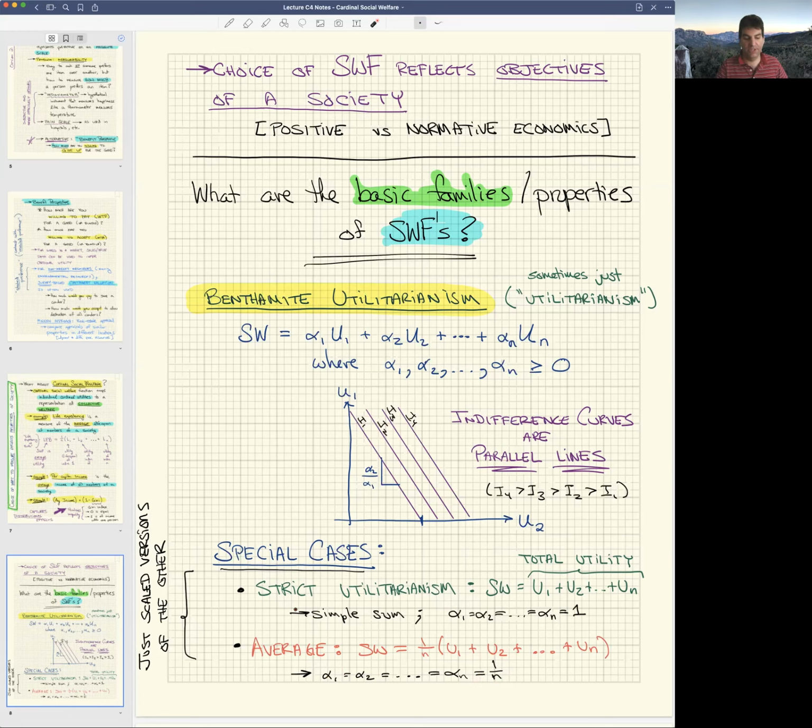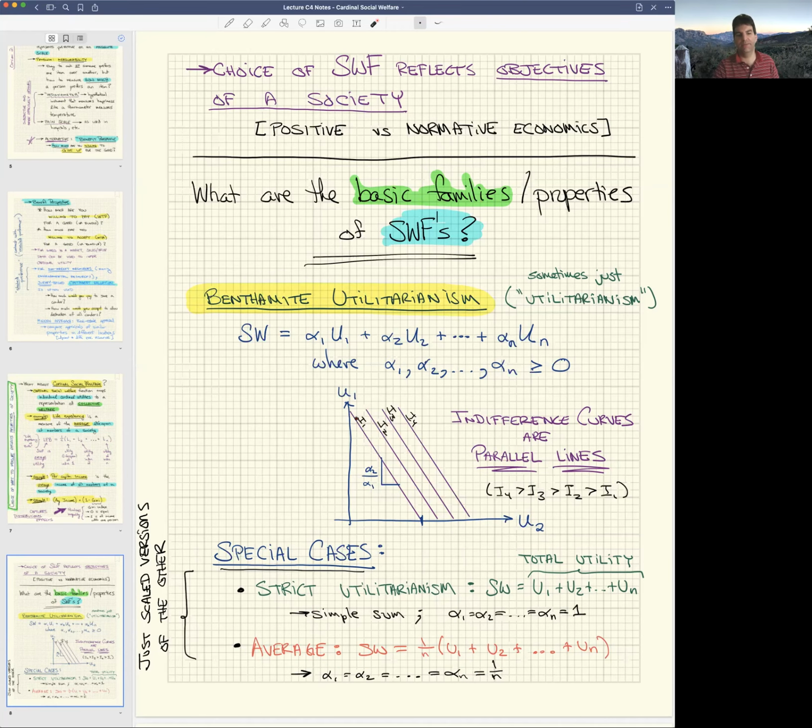And so the average and the strict utilitarian, both of those are just special cases of Benthamite. And both of these cases are just going to give you diagonal lines that have 45-degree angles. And so they are going to have this equal respect condition, which I'll remind you of in a couple of slides here, but they won't be favoring one or the other. They'll just be the same 45-degree angle all the way up through the space.